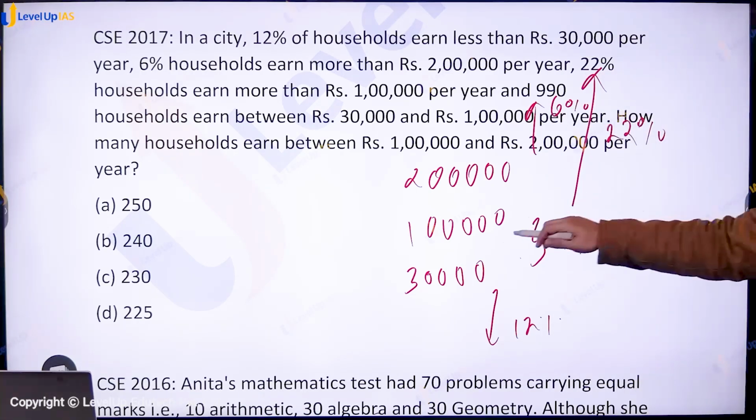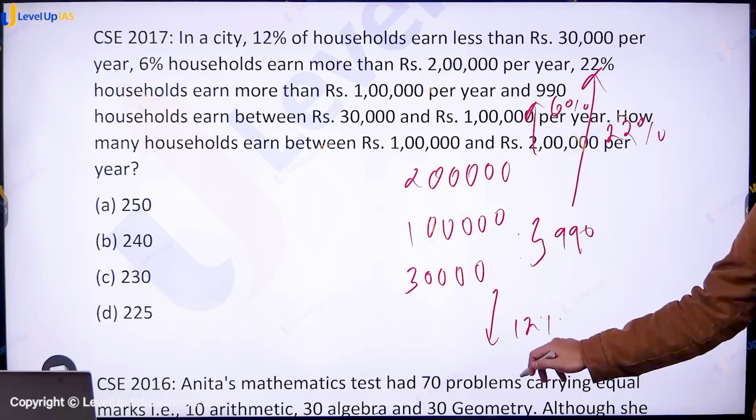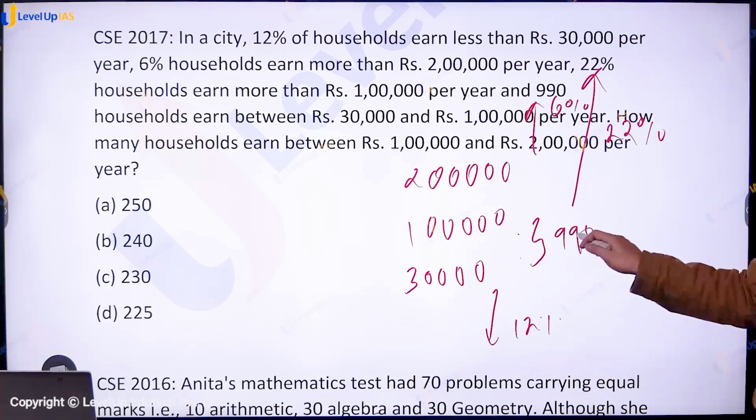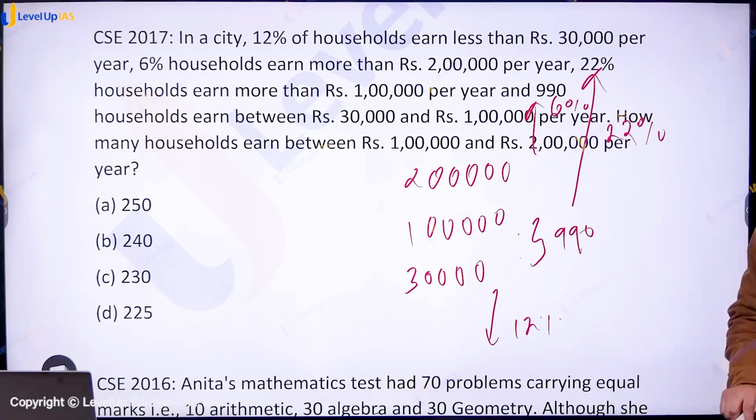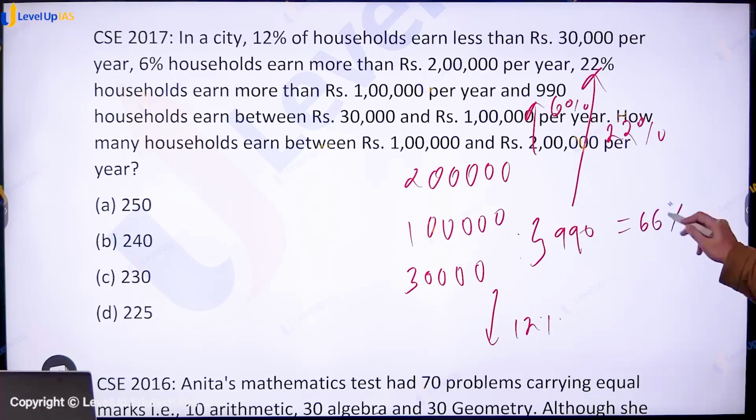This is 22, more than 1 lakh. This is 12, 22 plus 12, 34. So what is this 990? 66%. 66% of total.